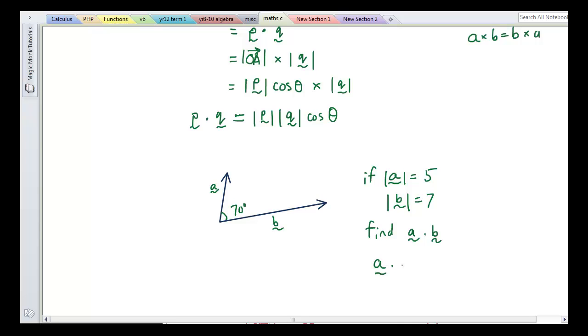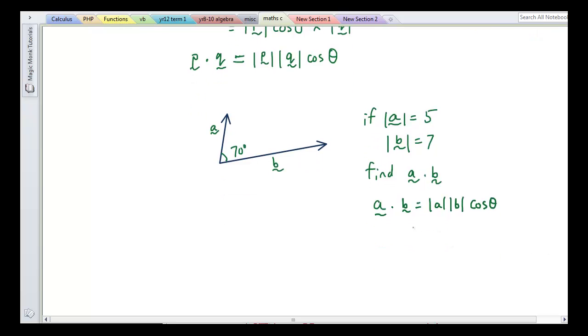Okay, so A dot B is equal to the magnitude of A times the magnitude of B times cos theta, and the answer is 5 times 7 times cos 70, and the answer is 11.97. And remember, this is a scalar quantity, it's not a vector.